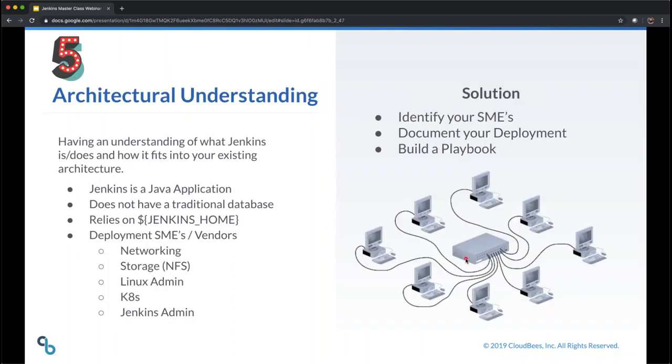Starting out with the architectural understanding is really identifying who your subject matter experts are to know who to go to for networking issues, storage issues, Linux administration problems. Who's your Kubernetes vendor if you don't have one? And ultimately, who's your Jenkins administrator? Jenkins doesn't have a traditional database. There's no SQL involved. It all relies on the Jenkins home location that you define. So having a good understanding of how the application is built in your infrastructure is a good best practice.